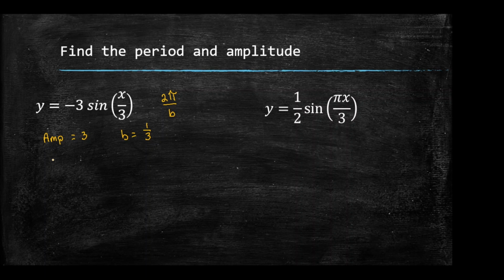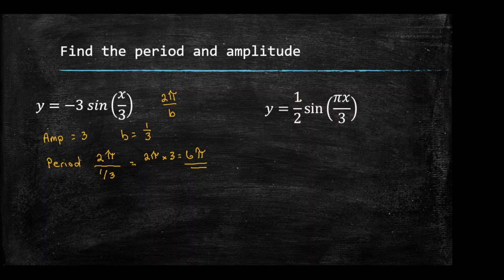So then I would find my period by taking 2 pi, dividing it by, not by 3, but by 1/3. Okay, and so when you have a fraction in the denominator, we flip it and multiply it, so this becomes 2 pi times 3, or 6 pi. So that is my period, 6 pi.